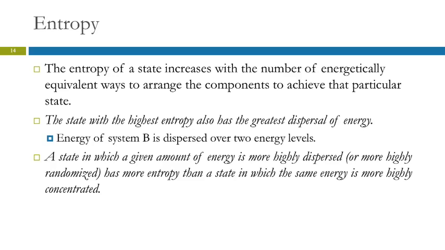So the entropy of a state increases as you increase the number of energetically equivalent ways. Okay. The state with the highest entropy also has the greatest dispersal of energy. So in System B, the energy of the system was dispersed over 2 levels. In System A, it was only dispersed over 1 level. So if we have the energy being more highly dispersed or more highly randomized, that state has more entropy than a state in which the same energy is more highly concentrated.